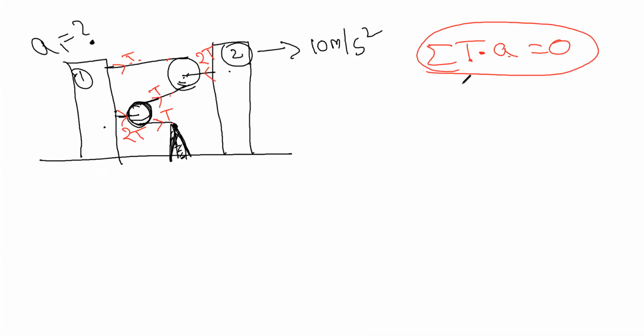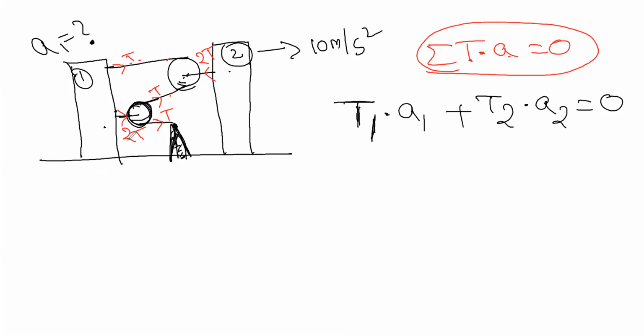So first, tension on the first block into acceleration of the first block, plus tension on the second block, dot product of acceleration of the second block, should be equal to 0. Correct? What is the total tension on the first block? 2T, right? What about this? 2T plus T, right? 3T. So 3T.